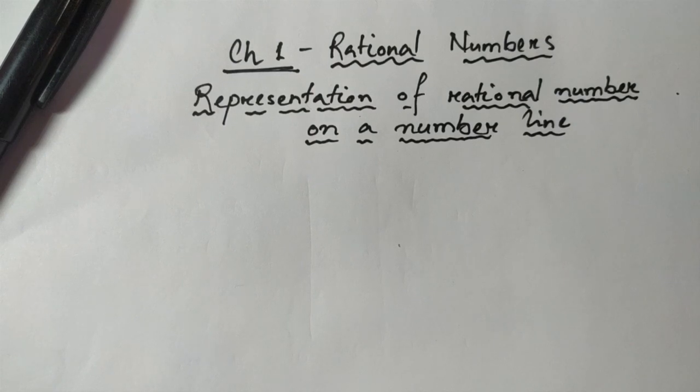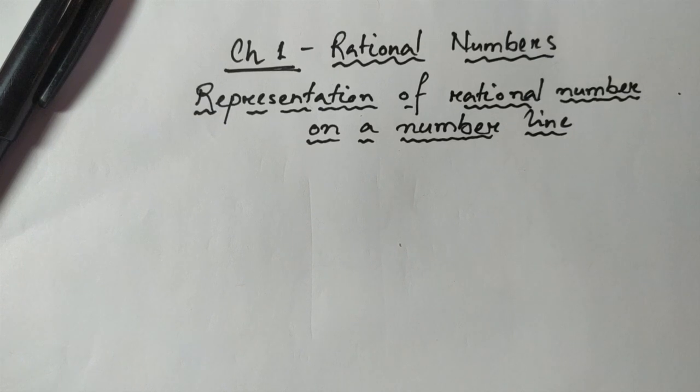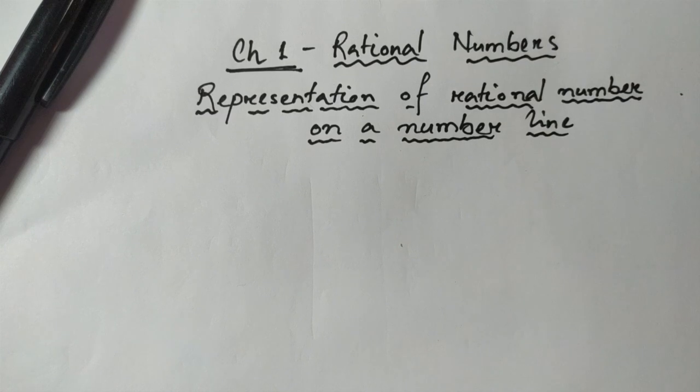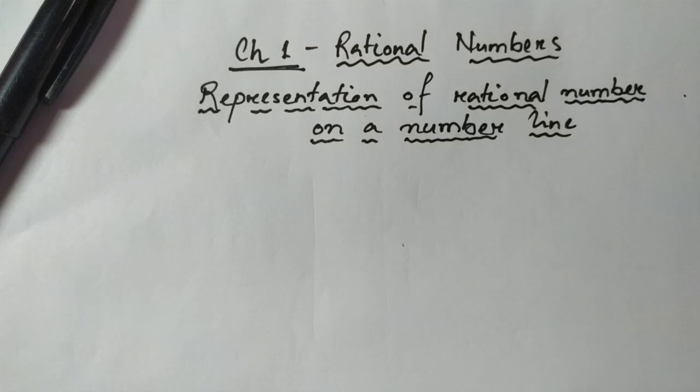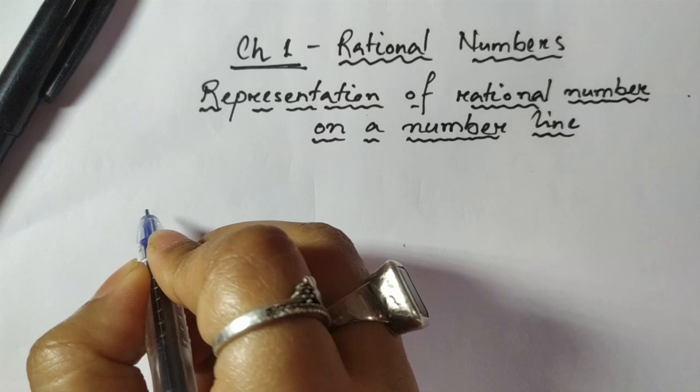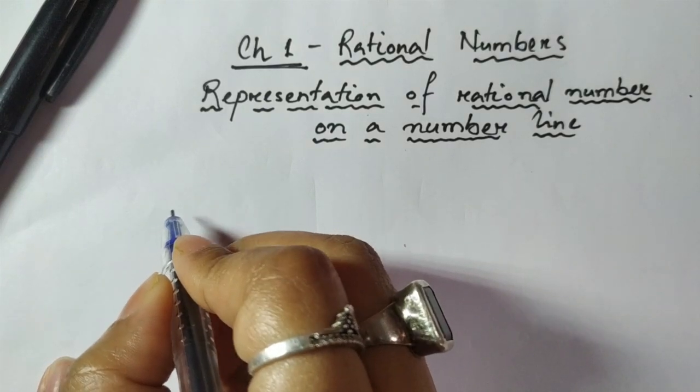As you already know, you can represent different types of numbers on a number line. So today our topic is representation of rational numbers on a number line. Before starting with the representation of rational numbers on a number line, we would like to see how to represent various natural numbers on a number line. This is just for you to recall your previous knowledge.